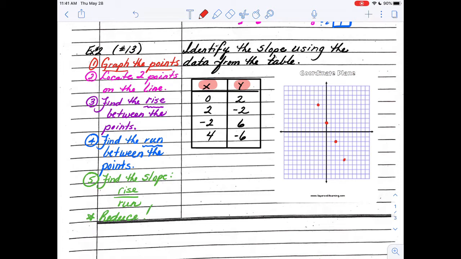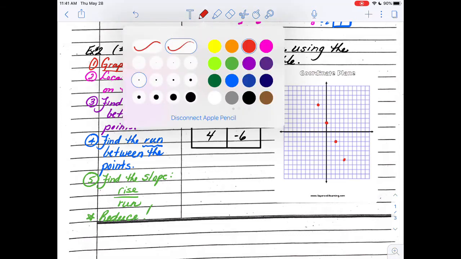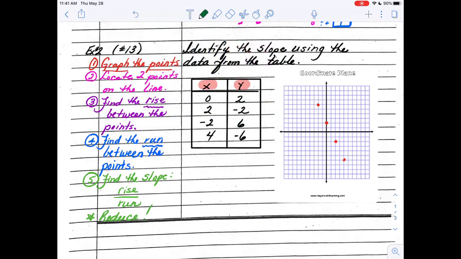Now that I have those points, I can go ahead and put my line through them. I'm not the best line drawer, but I will try. Get a nice straight line there. And put my arrowheads. And that right there is my linear graph. It's not proportional, doesn't go through the origin, but it definitely is linear.